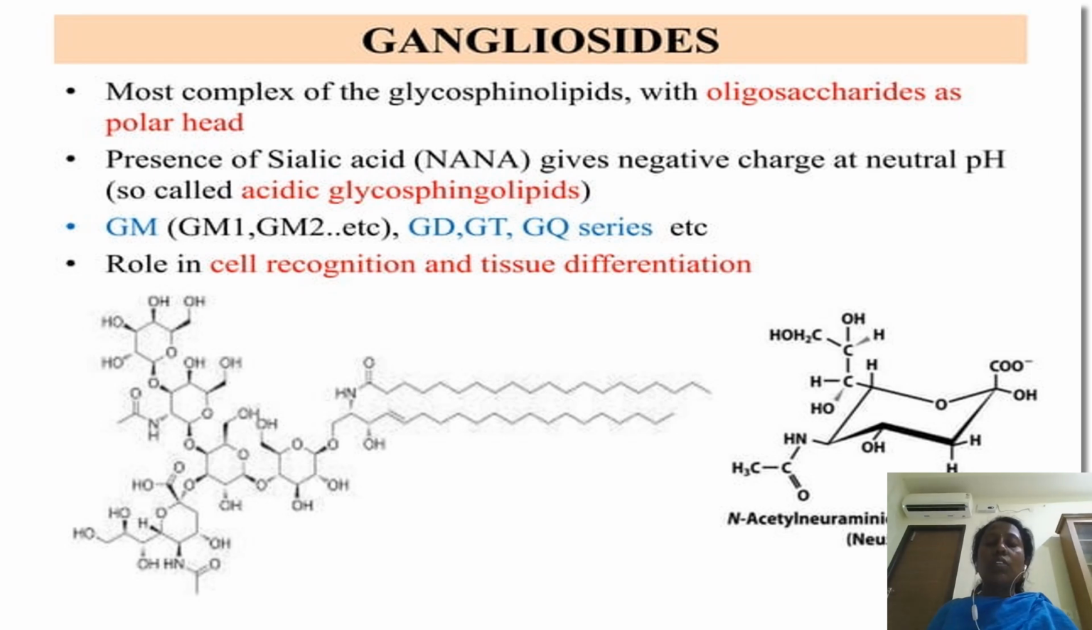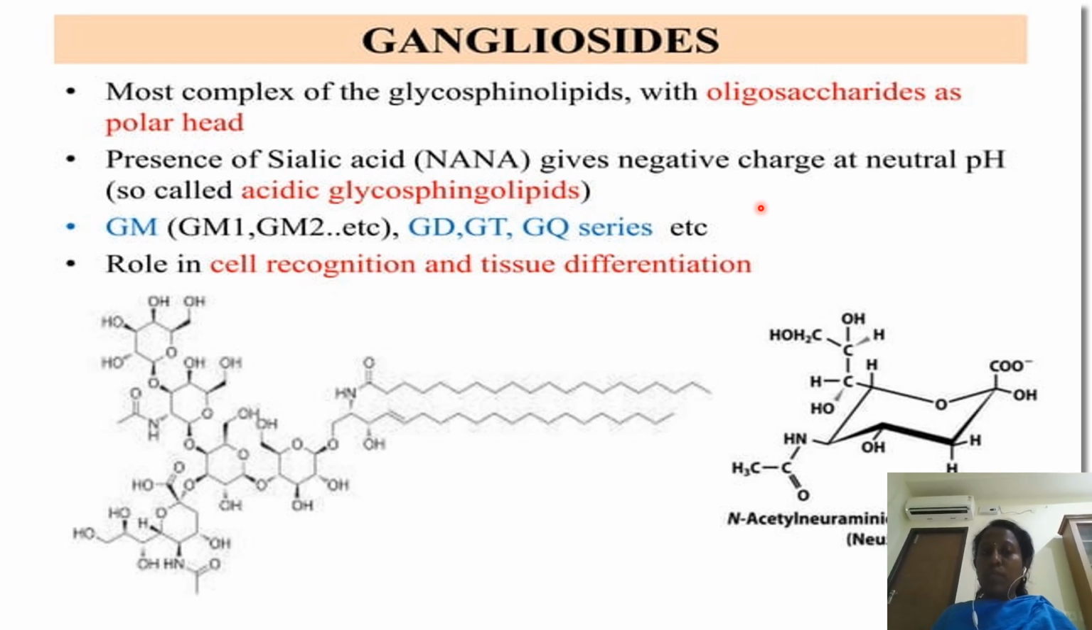Okay, so sulfatides, and gangliosides, which are the most complex of the glycosphingolipids, with an oligosaccharide as the polar head. So we have sphingosine as a polar head in the others, whereas in ganglioside the polar head will be an oligosaccharide. Presence of sialic acid, which is N-acetylneuraminic acid, gives a negative charge at neutral pH. So it is called an acidic glycosphingolipid.